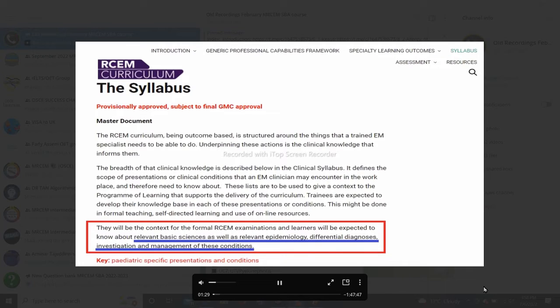What is the initial treatment? What is the definitive treatment? What is the next step? The next step here may be investigation, maybe treatment, maybe refer or discharge, okay? So I'm talking about clinical questions.